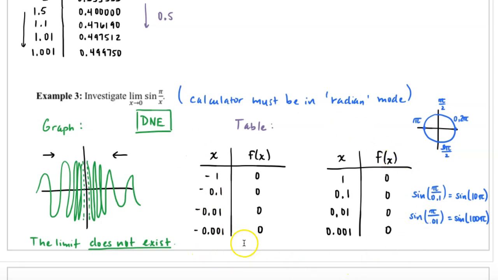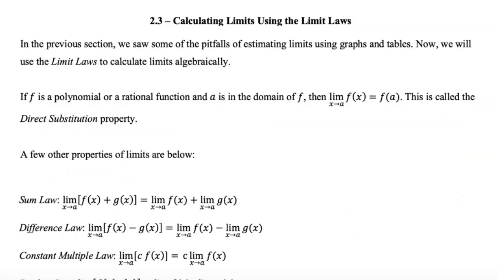So using a table alone can potentially lead us to a false conclusion, and sometimes our graphs can be a little bit difficult to look at. So we've got a new method for today, and it's going to make our lives a whole lot easier. And so this lesson is all about calculating limits algebraically.